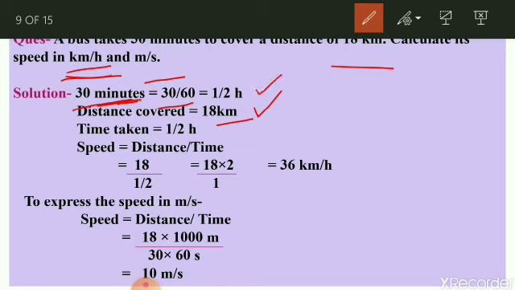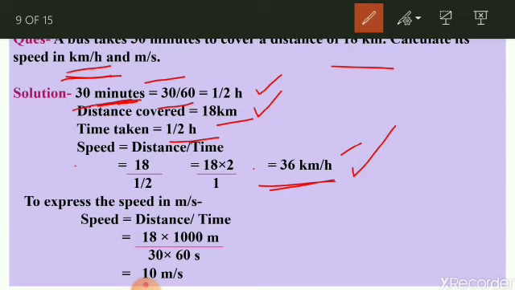Now time is half an hour, means 1 by 2 hour, and distance is 18 kilometer. So speed is equal to distance upon time. It means 18 upon 1 by 2, so it will be 18 into 2 upon 1. 18 into 2 means 36, and it will be 36 kilometer per hour. It means if the bus is covering 18 kilometer distance in 30 minutes, then its speed will be 36 kilometer per hour.